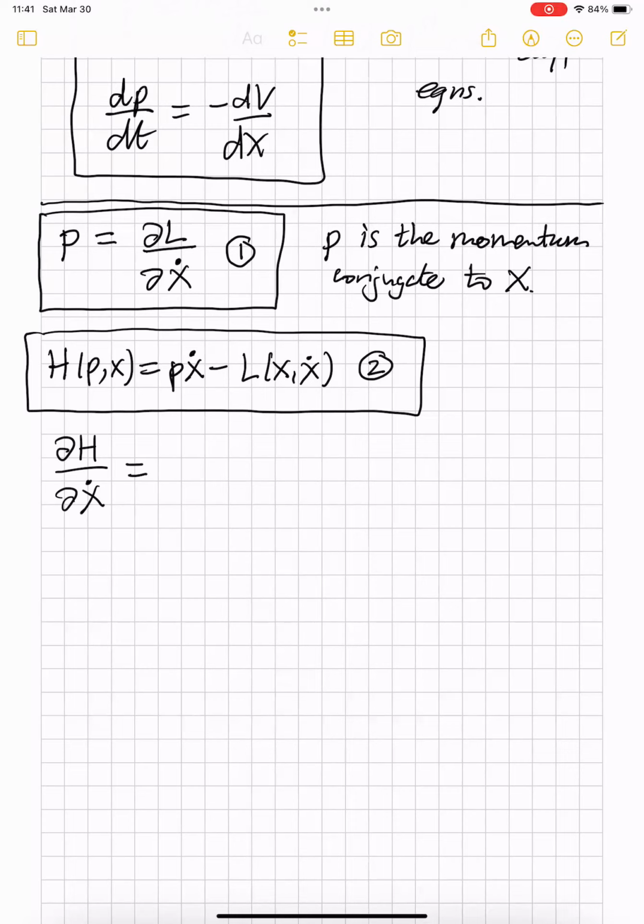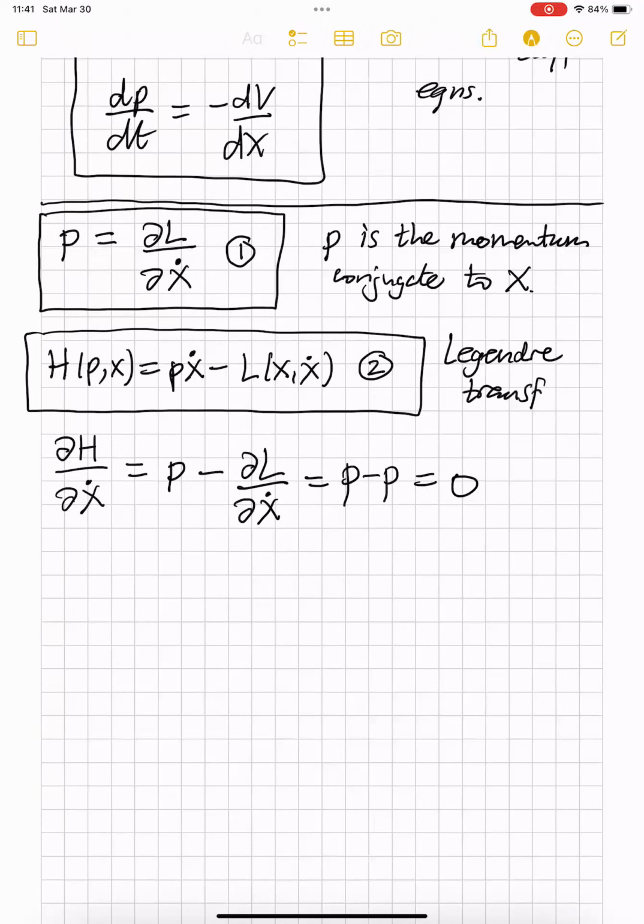So when we differentiate the first term above, we'll just get p. And then we'll get minus, and now we need to differentiate the Lagrangian with respect to x dot. But the derivative of the Lagrangian with respect to x dot is just p. So we've got p minus p, which is 0. So indeed, the Hamiltonian does not depend on x dot. So that's a pretty remarkable property of this transformation that we're performing, and it's got a special name. It's called the Legendre transform.